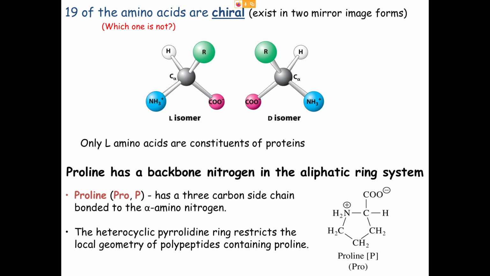The alpha carbon to amino nitrogen bond can no longer rotate. Right? So the carbon nitrogen bond could normally rotate, right? But now because of this ring, the bond doesn't rotate. So it puts some constraints on the geometry that you can adopt with a proline.